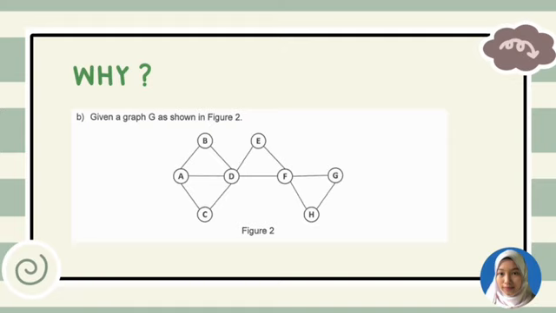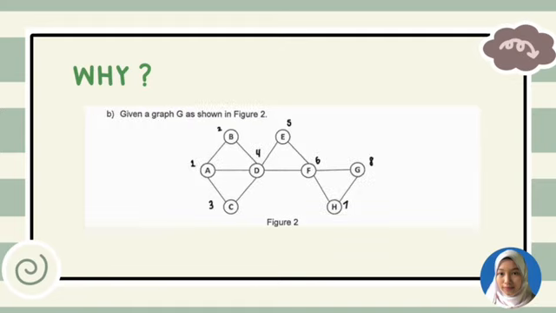Why is it 8? Okay, let's see here. You must remember that the size of the graph is equivalent to the total number of nodes in the graph. So here I already counted it for you guys. You could count it one by one. A, B, C, D, E, F, G, H. Okay, total is 8. So that's why the answer previously is 8.